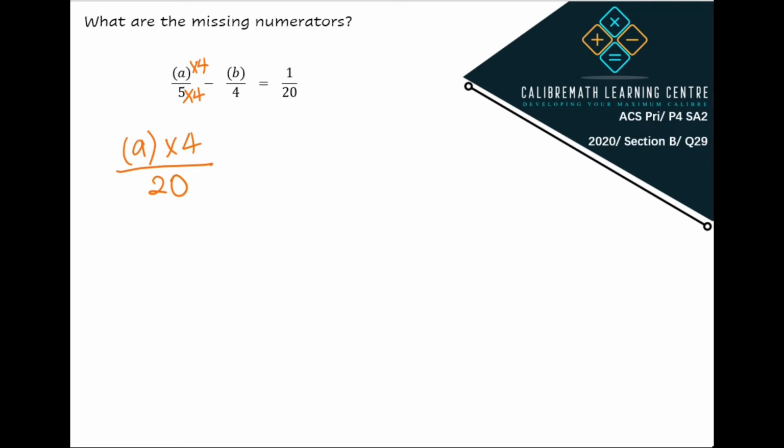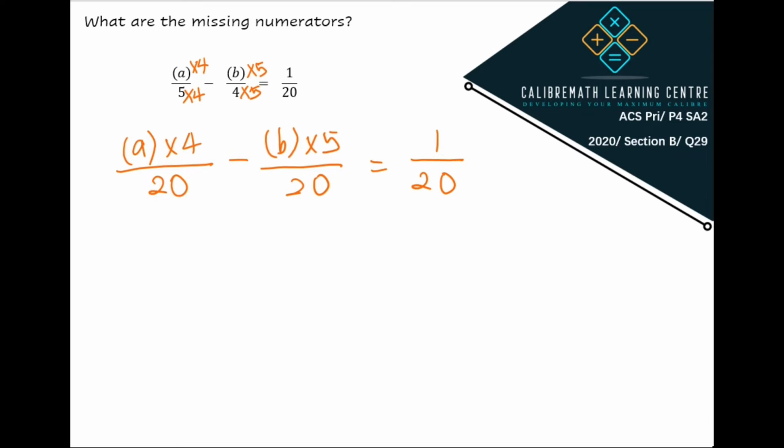And for the second fraction, to get a denominator of 20, we will need to multiply this by 5, and same thing for the numerator. So we will get the original number multiplied by 5, and the denominator is 20. And it's supposed to give us an answer of 1 out of 20.